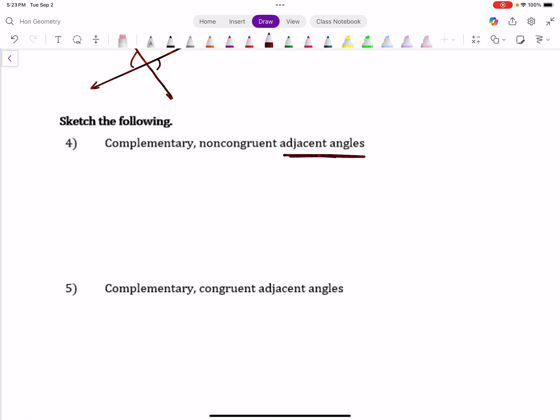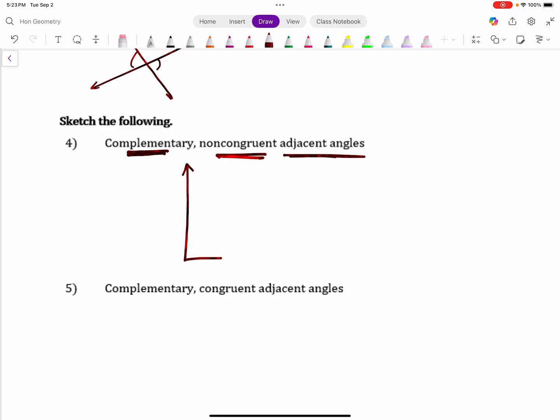Okay, first we need adjacent angles. So remember, we need four things to happen. They have to be coplanar, have the same vertex, share a side, and share no common interior points. They're going to be non-congruent and complementary. So we can't draw 45-degree angles because that way they're not congruent.